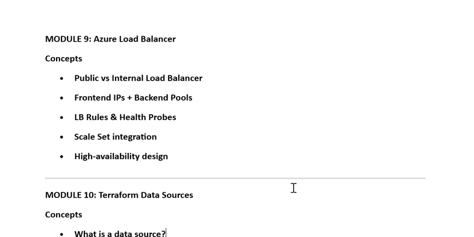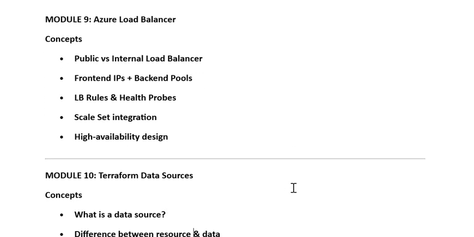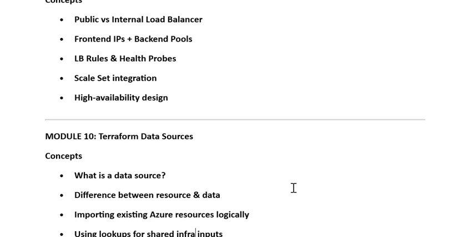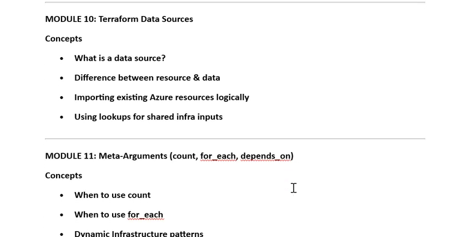Azure load balancer. You have the Azure load balancer: public load balancer, internal load balancer, front end IPs, back end pools, LB rules, load balancing rules, health probes, scale set integration, high availability design. That will be coming, and then the main concept of the Terraform data source. What is the Terraform data source? What is the data source?